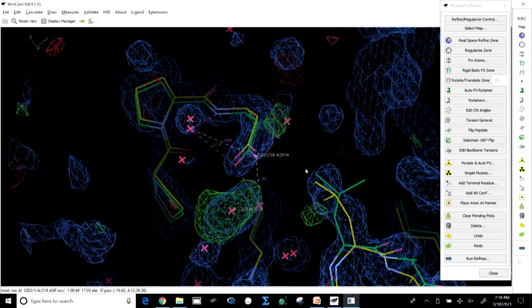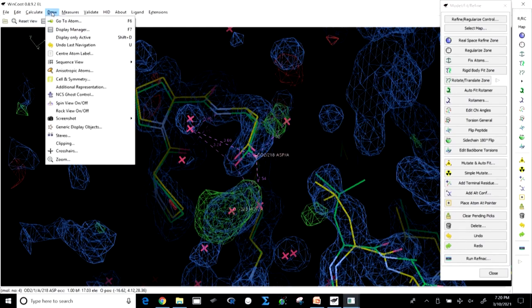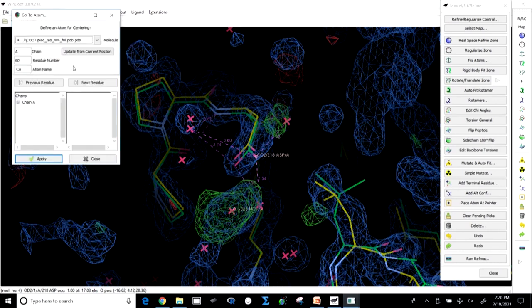So, how to go to where the ligand is? To go to the ligand, you go to Draw, go to Atom, and then you choose the PDB, like TEB underscore this PDB, and then you get the chain. See here the residue starts with 41. Do you know why it starts with 41?